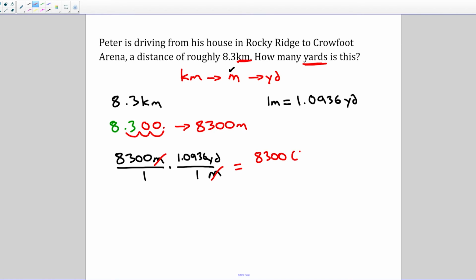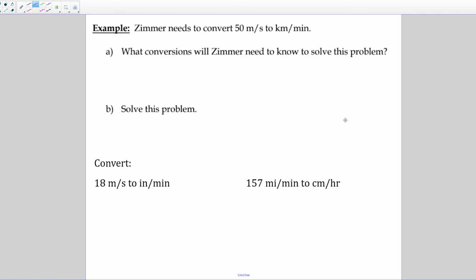We're going to get rid of our meters here and here, and we are left with 8,300 times 1.0936 yards divided by 1 times 1. When we multiply these together, we end up with 9,076.88 yards.